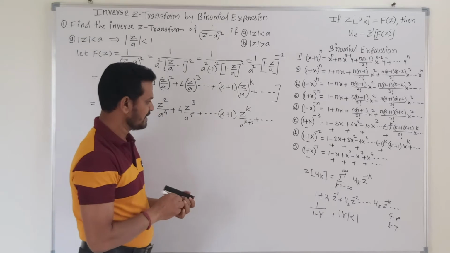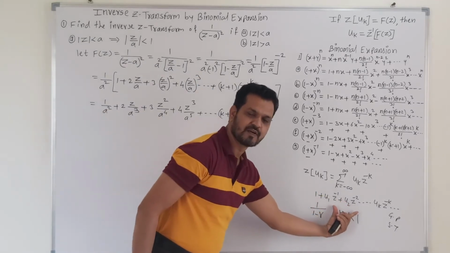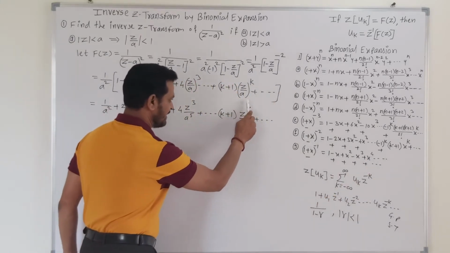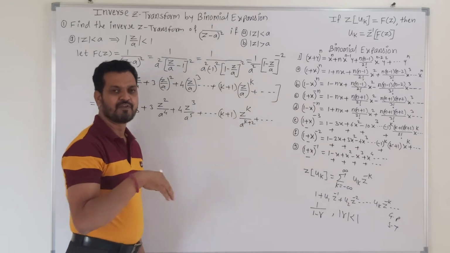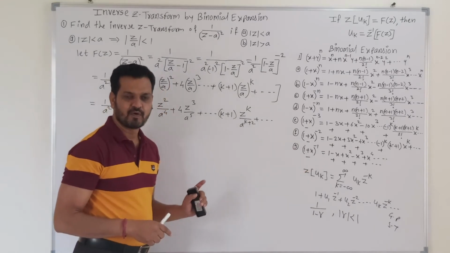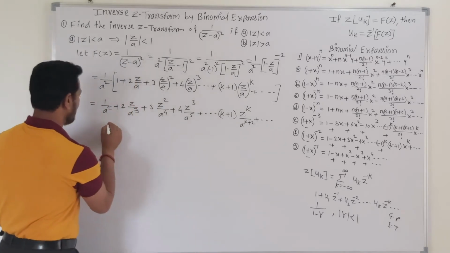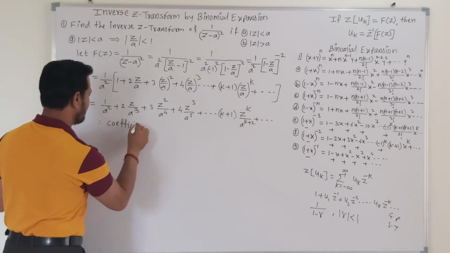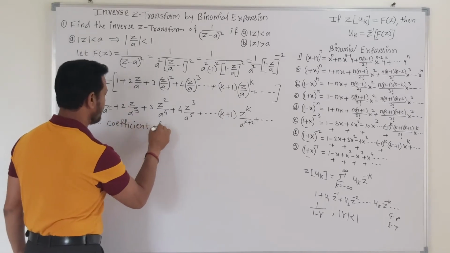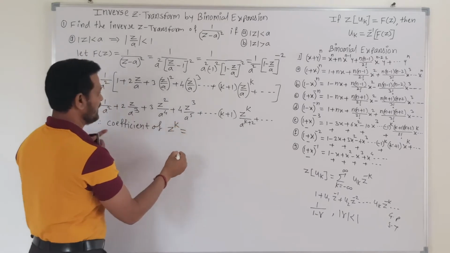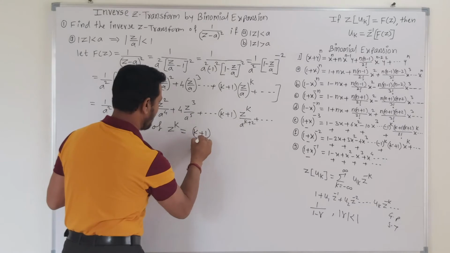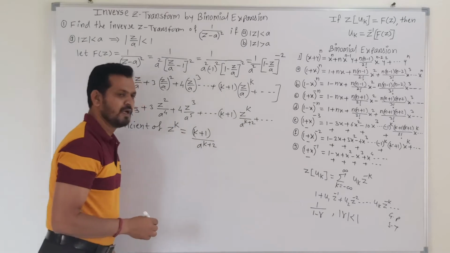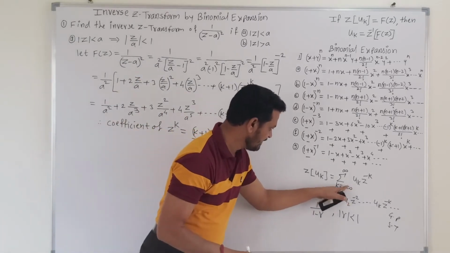Now friends, please again try to understand that. We get such type of expansion of the function, but our main interest is to get the value of z raised to minus k. Here we get the value of z raised to k. So after replacing k by minus k, we get such type of coefficient of z raised to minus k. Therefore the coefficient of z raised to k is equal to k plus 1 upon a raised to k plus 2. This is the coefficient of z raised to k. Now here the summation goes from minus infinity to plus infinity.